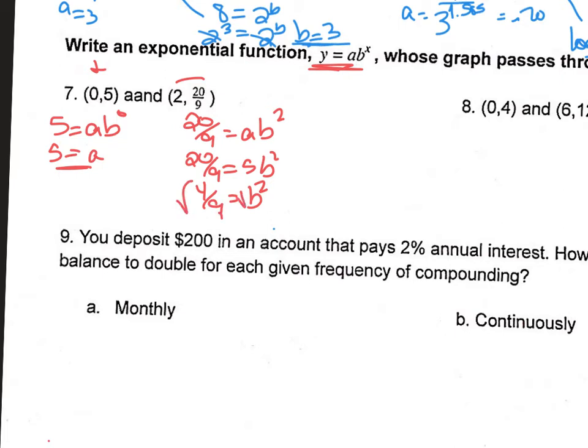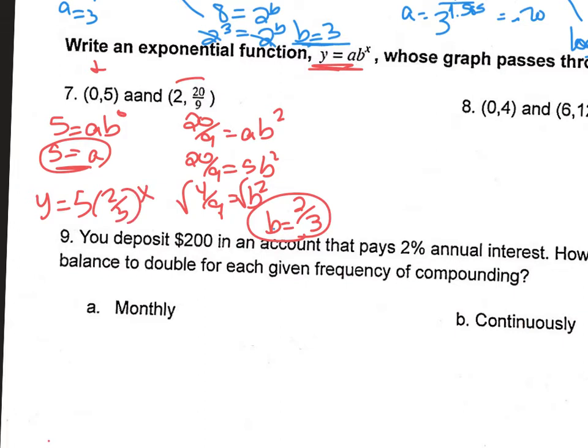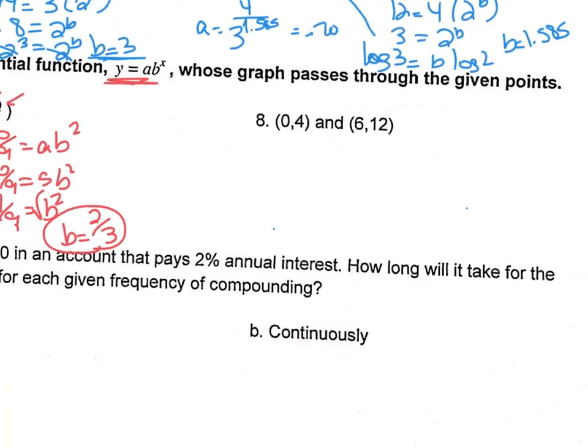So I'm going to take the square root of both sides. So my B, the square root of 4 is 2. The square root of 9 is 3. So there's my A. There's my B. So my equation is just Y equals 5 times 2/3 to the X power. By the way, you can check these. I forgot to mention in the last step. You can take the 2 and plug it in for the X and see if you get 20/9. You know, you can always check it on your calculator that way.